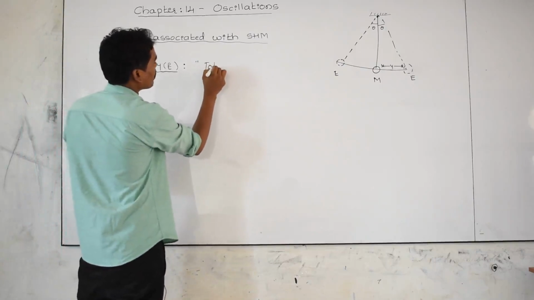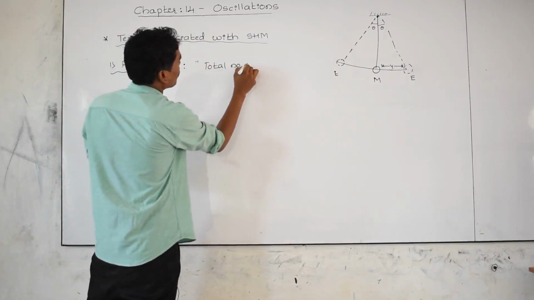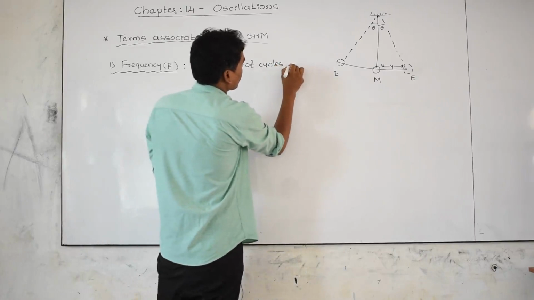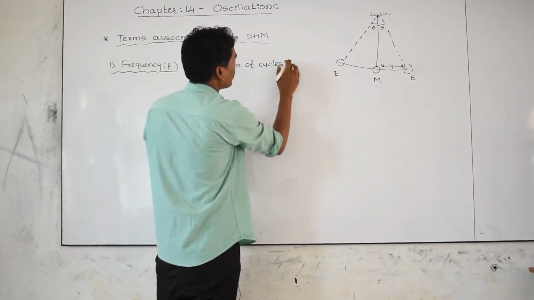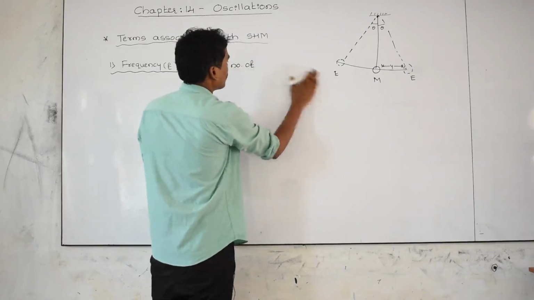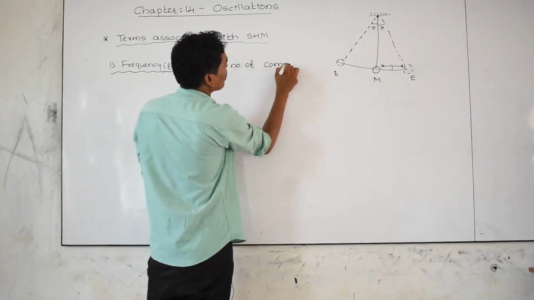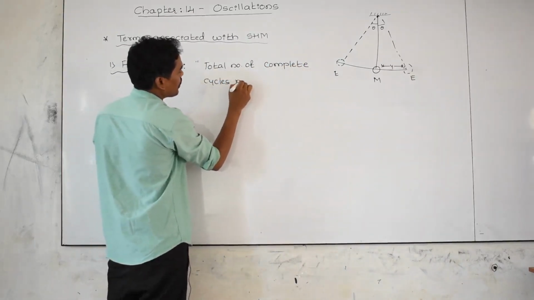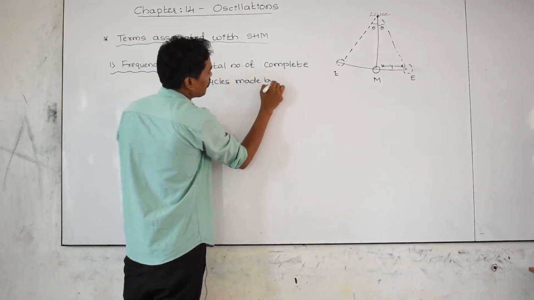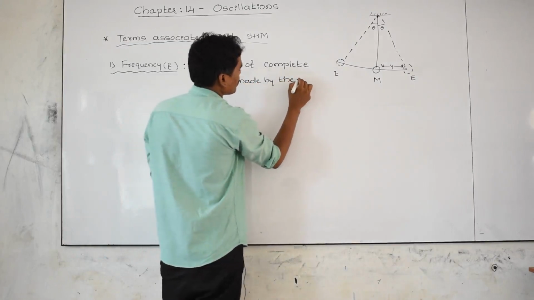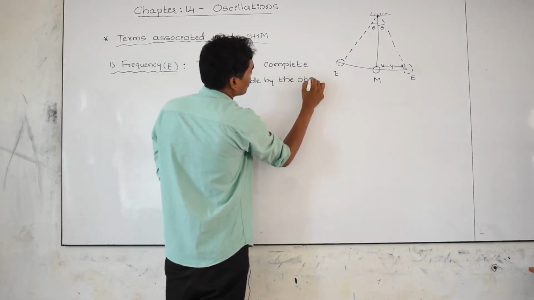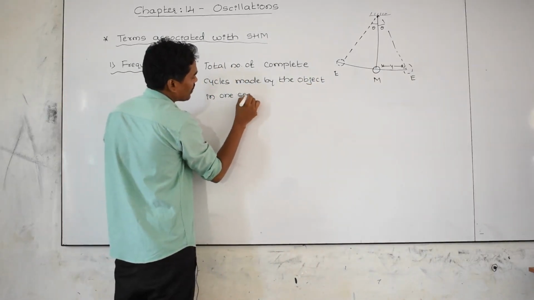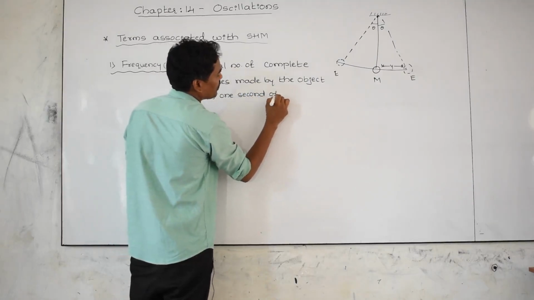Total number of complete cycles made by the object in 1 second of time is called frequency.